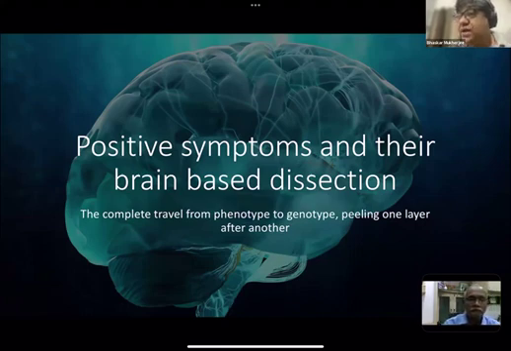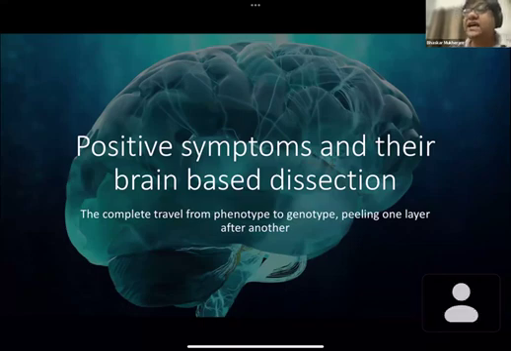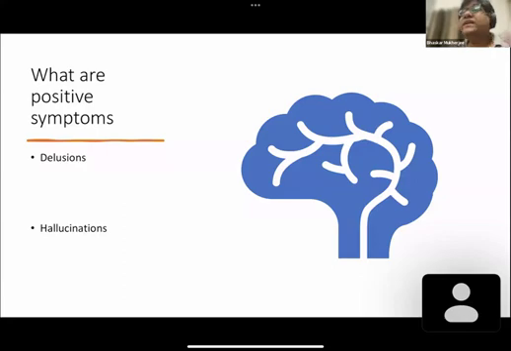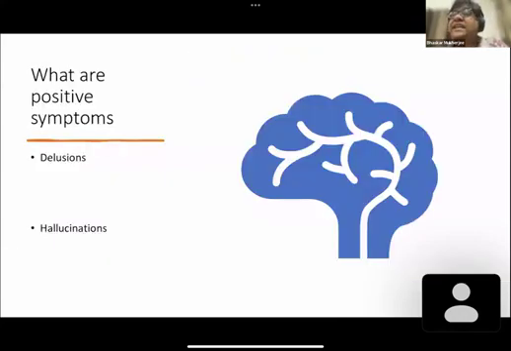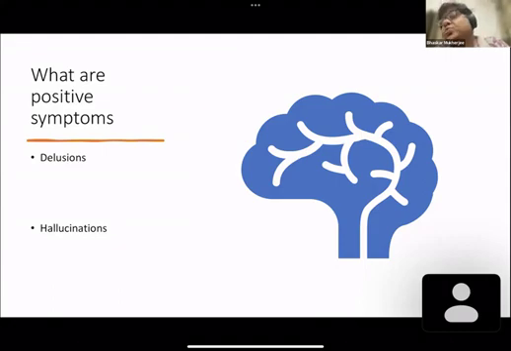I would be talking about connectomics too, but the connectomics would be shown in a different slide and from real pictures. What are the positive symptoms? Delusions, hallucinations. These are the main positive symptoms that we worry about.